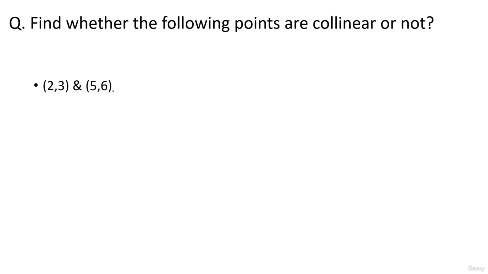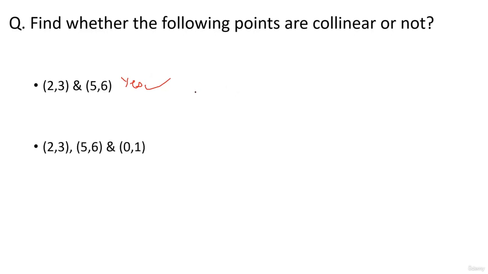Guys, the first question is (2, 3) and (5, 6). देखो, for forming a straight line we always require 2 points, right? तो अगर ये (2, 3) है और ये (5, 6) है, when you join them you always get a straight line. So 2 points are always collinear. There is no need to check as such. So for the first question, the answer is yes.